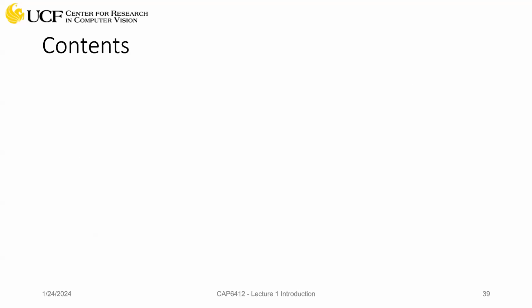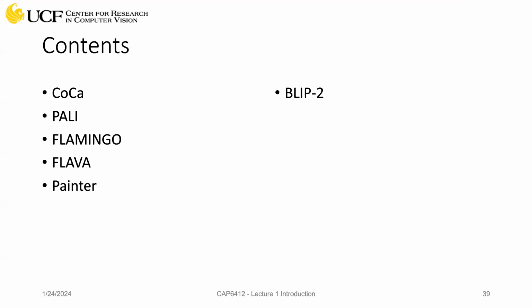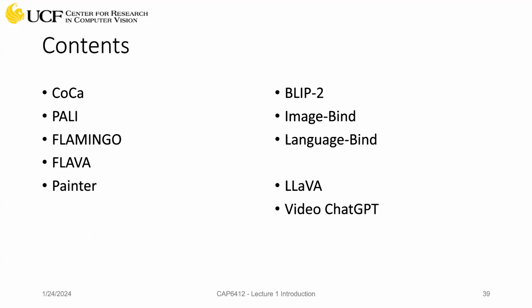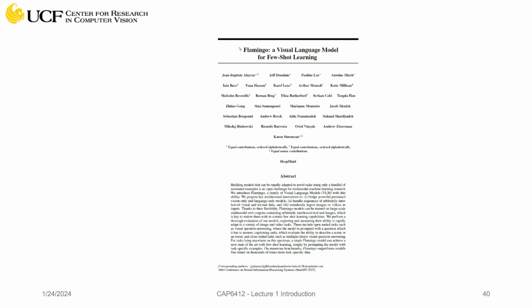Okay, so let's now go through. We talked about CoCa, which was the contrastive and captioning loss, and PaLI. Now we are going to talk about Flamingo, FLAVA, Painter, and then BLIP-2, ImageBind, LanguageBind, LLaVA, and Video-ChatGPT. So let's get started with Flamingo.